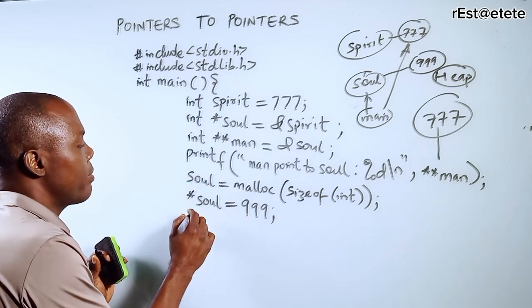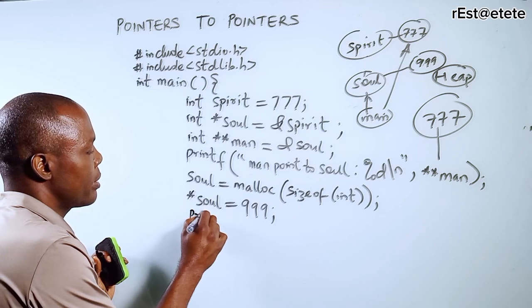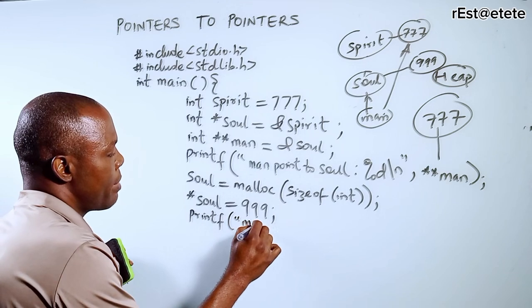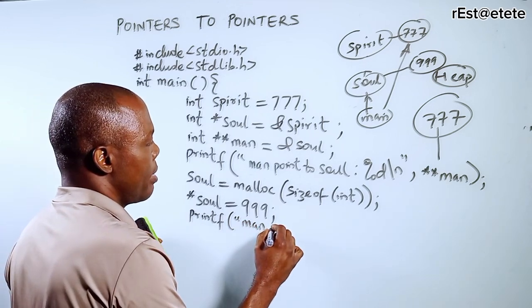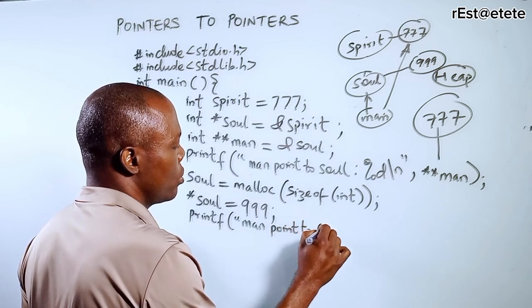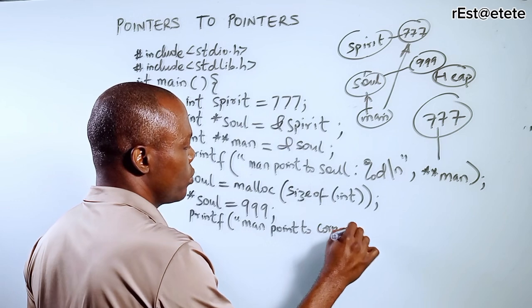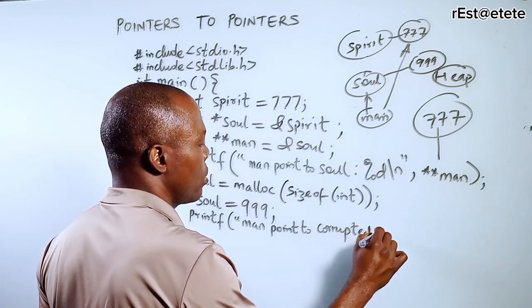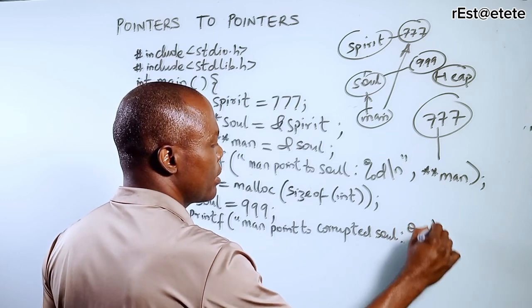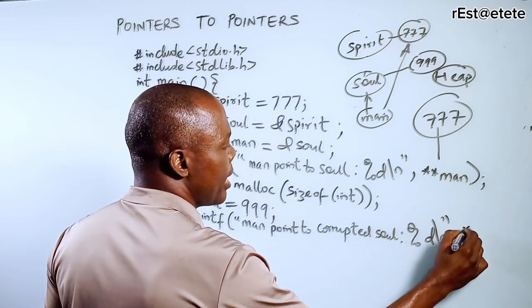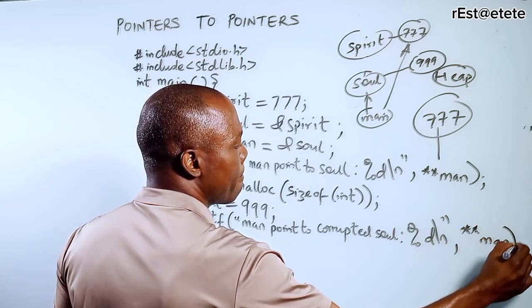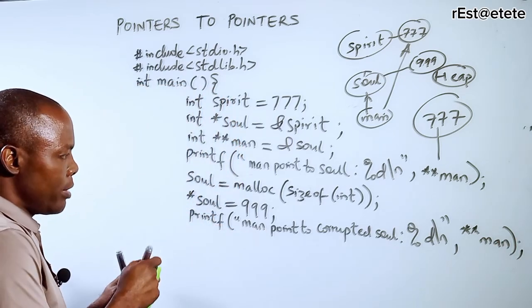So after this now, I can say printf, "man pointing to corrupted soul, %d\n", asterisk man. So what would this one give me?